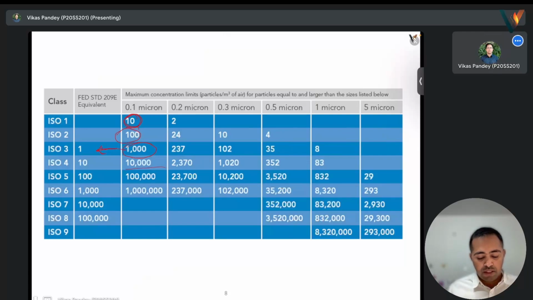Then comes ISO 4, 5, 6, then 7, 8, and 9. So 7, 8, and 9 are of higher value. Here the definition is in terms of 0.5 microns. And then in the case of ISO 9, it is based on 1 micron size standards. So this is about a clean room.